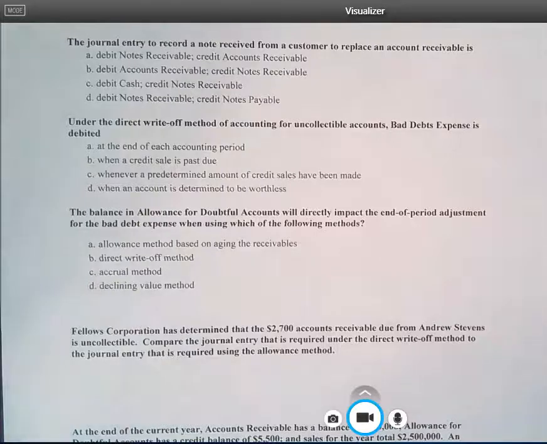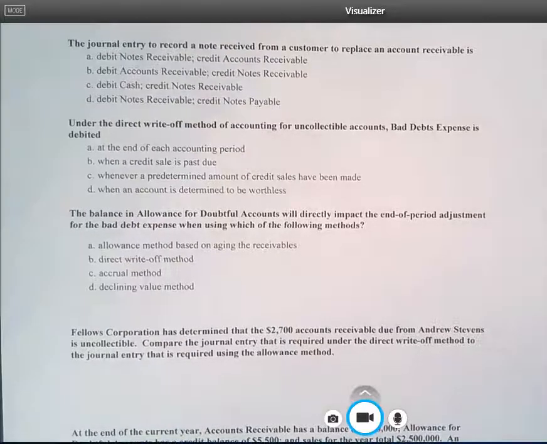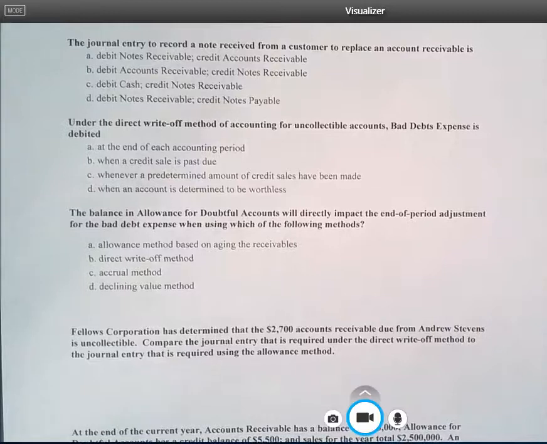All right, let's take a look at some concept questions and some basic calculations related to receivables. We're going to start up here at the first question. It says the journal entry to record a note received from a customer to replace an account receivable is what? Okay, so what we have to do here is understand a couple of things. What is happening?